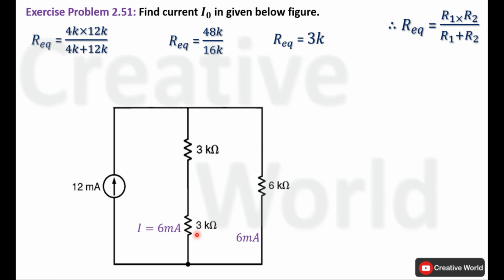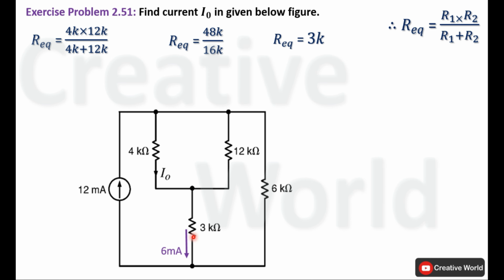Now we have calculated the current of this branch, so we will step back to the original circuit to calculate the value of current I0. In this branch, 6 milliampere current is going downward to this node. And this current is coming from these two parallel connected branches. So this current can be considered as the total supplied current, and these branch currents can be considered as current I1 and current I2. We are interested in calculating the value of current I1, so we will use the current divider rule to calculate it.